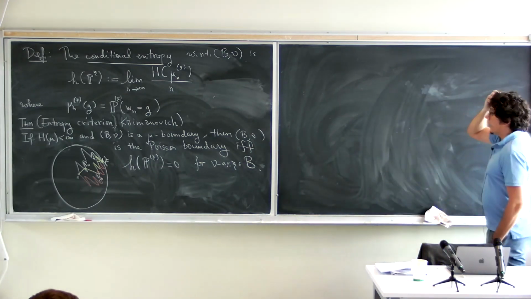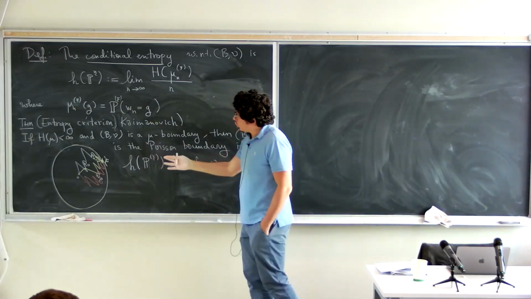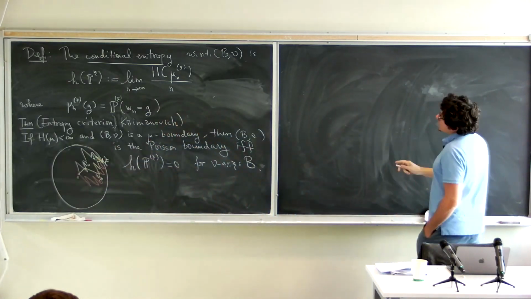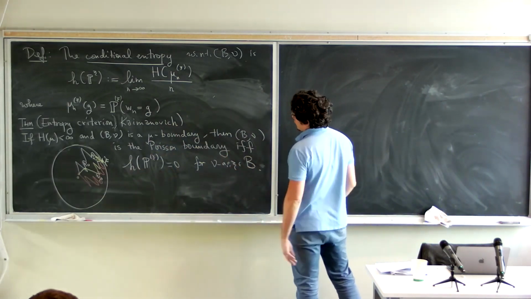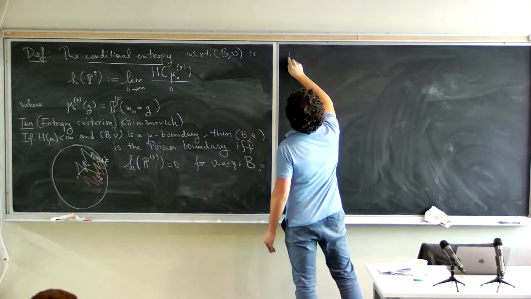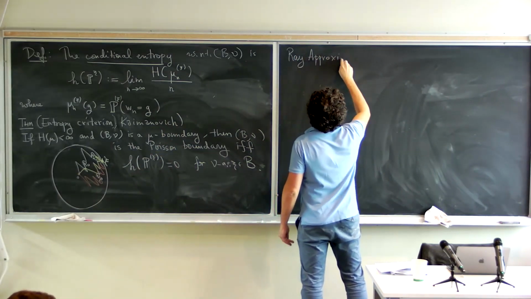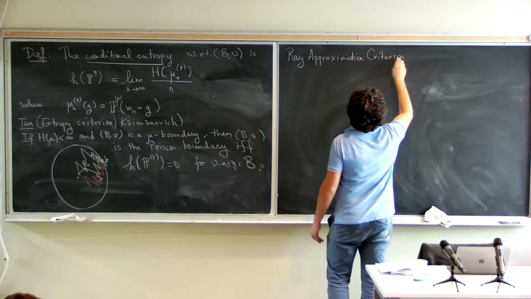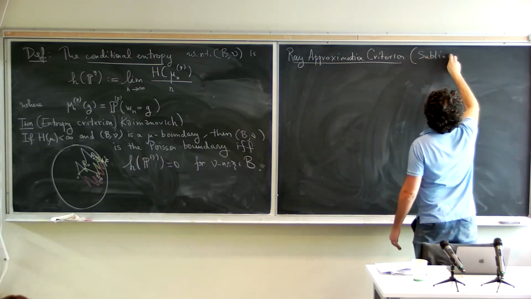So the easiest way to use this is to know something about the action of the group on the inside. And so this is always true, but the question is now, if you're given a concrete situation, how do you use it? So the first way to use it is called the ray approximation criterion, which is related to the so-called sublinear tracking property.